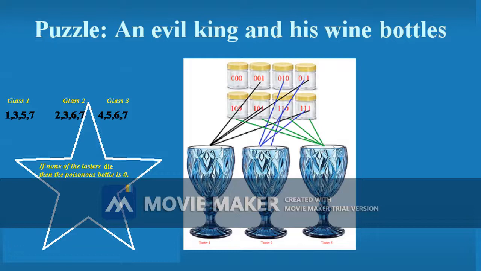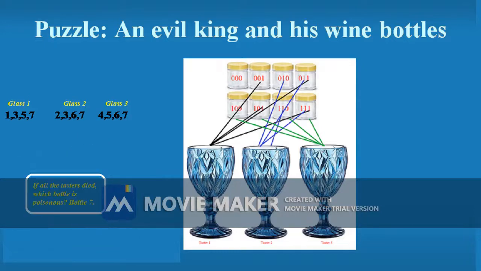If you observe, 0 is not seen in the groups of glass 1, that is 1, 3, 5, 7, glass 2, 2, 3, 6, 7, glass 3, 4, 5, 6, 7. So we have not taken any drop from bottle number 0. It is given that one of the bottles is guaranteed to have poison, that is the problem statement. So thus we can say bottle 0 is the one having poisonous liquid.